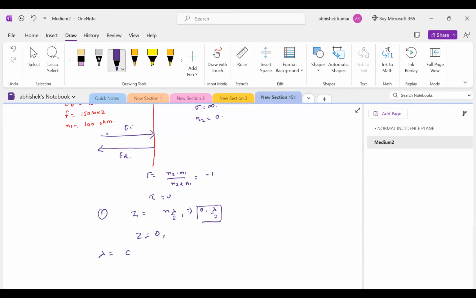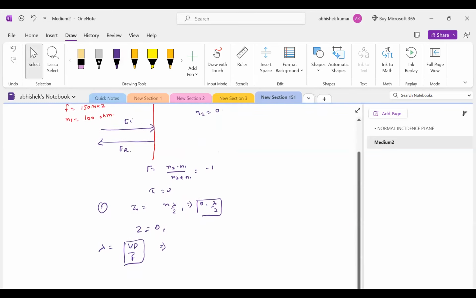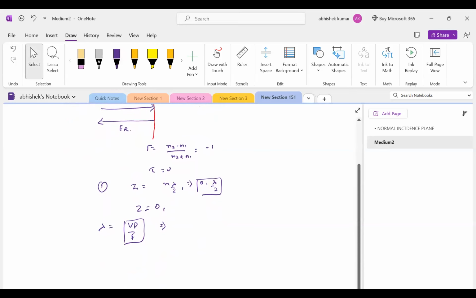Lambda is like C divided by frequency, or over Vp? Lambda will be Vp by F. But we do not know Vp. We know Vp in this form, C by root of epsilon r and mu r, right? But we don't know epsilon r.